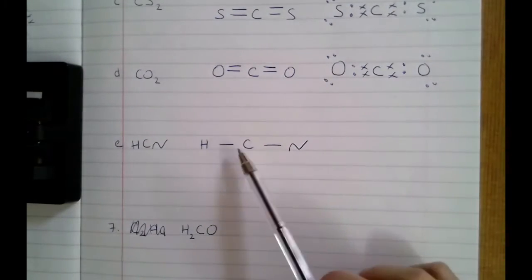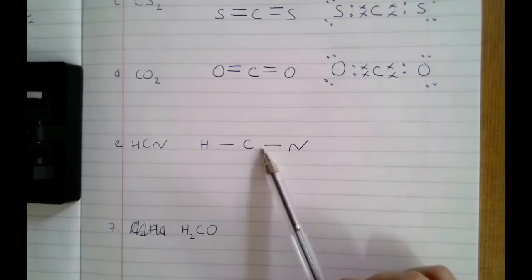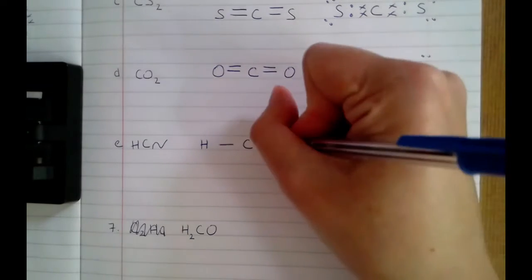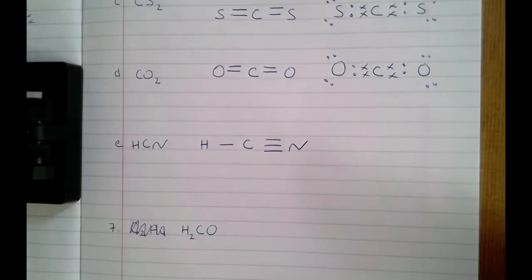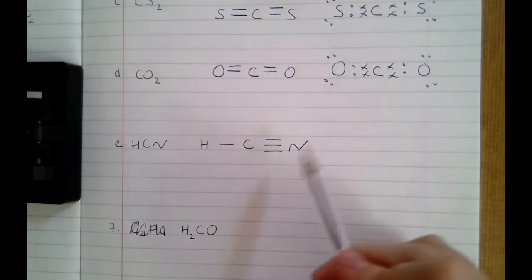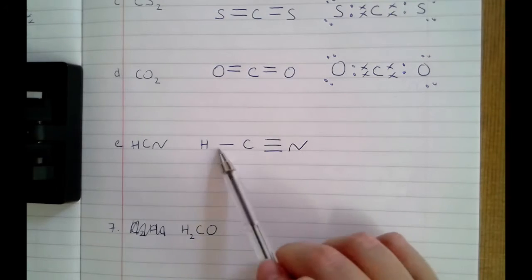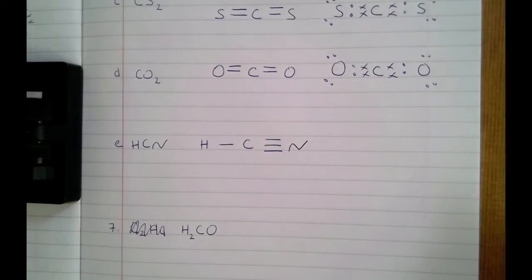Okay, nitrogen is only bonding to carbon, and if it needs to form 3 bonds in total, all 3 of those bonds must be between nitrogen and carbon. Carbon has to have 4 bonds in total, but now that it's got 3 to nitrogen and 1 to hydrogen, it has its 4 bonds in total. Hydrogen can only form 1.